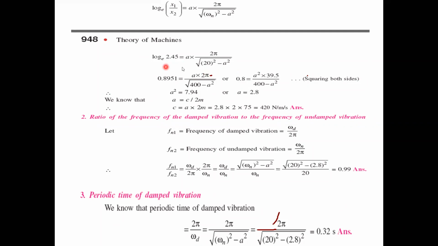So from this equation, log of 2.45 equals a into 2 pi by square root of 20 square minus a square. From this equation we have to find our a value. So that a value is 2.8.